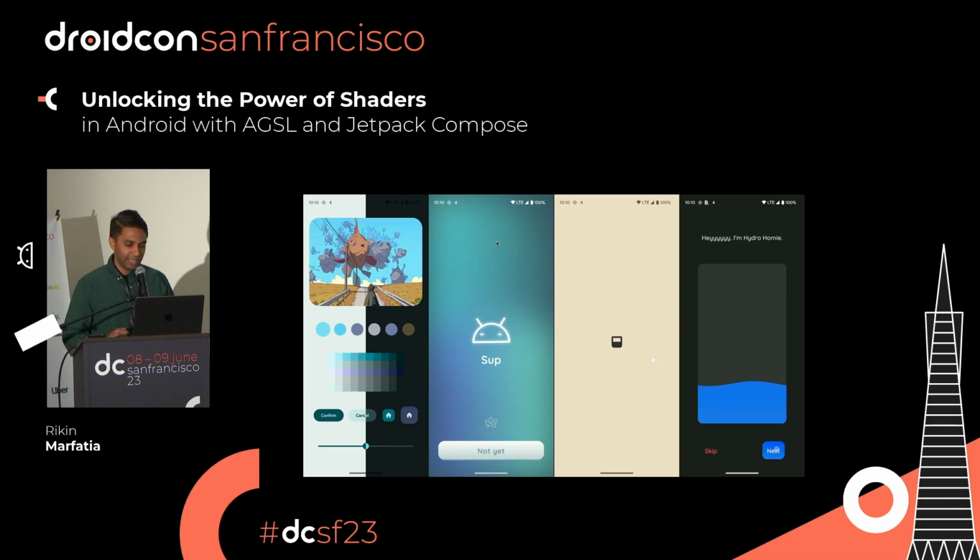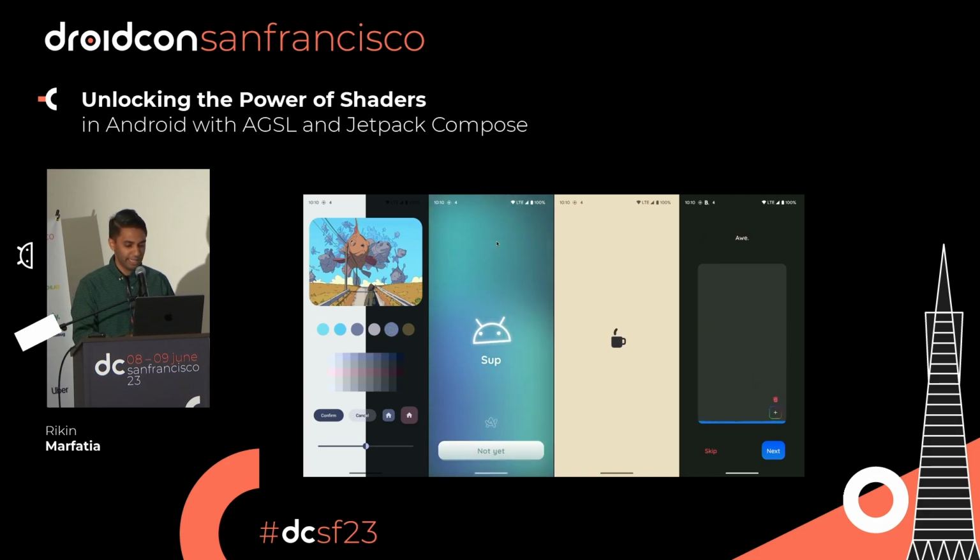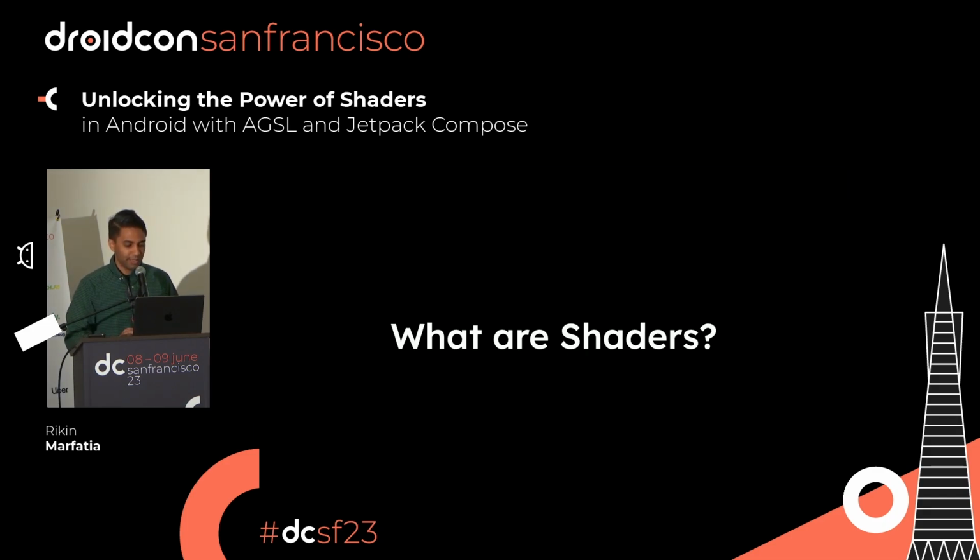But the purpose of this talk is to get you all up to speed on what's currently available in the realm of shaders. What are AGSL shaders? How can I even use that for my Android apps? So just moving right along.